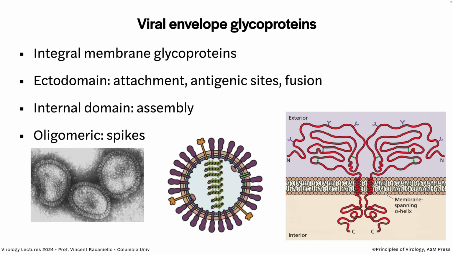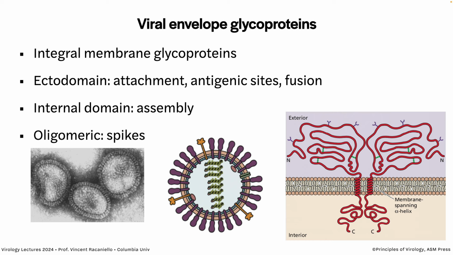Now, in these membranes are glycoproteins. These enveloped viruses have glycoproteins embedded in the membrane. We call them spikes, the famous spike protein of SARS-CoV-2. This is influenza virus, which has two different spike proteins in its membrane. They are very important. They're needed for cell attachment. They are antigenic sites, so immune responses are directed against the spike. We'll talk about that later.